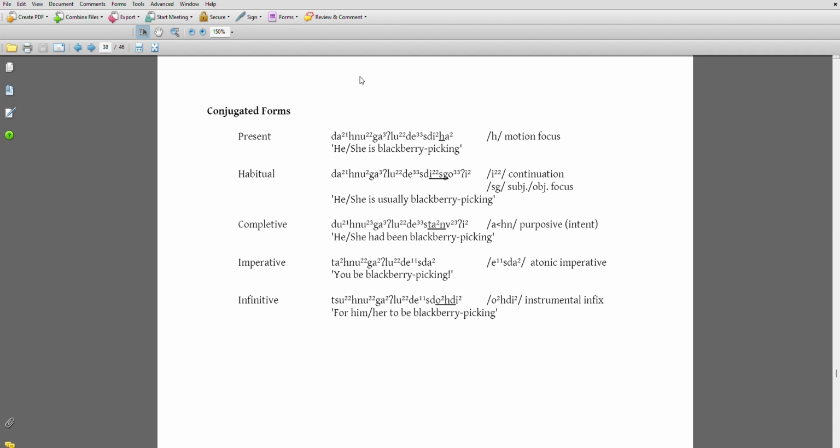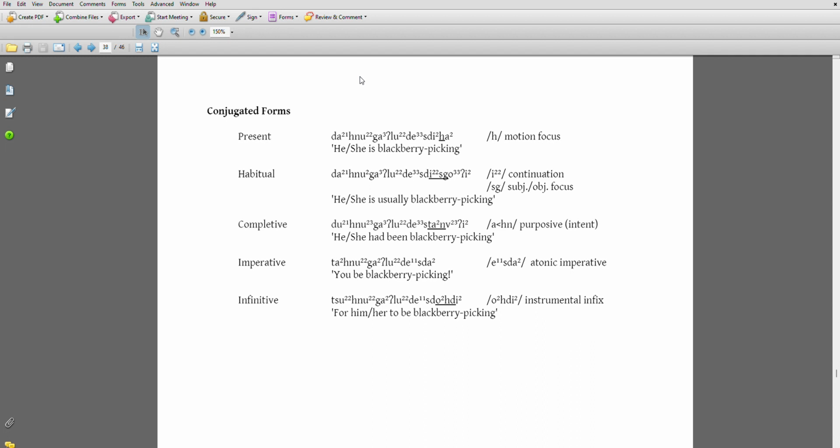The present tense, danugat ludestiha. H motion focus. He or she is blackberry picking. Habitual. Danugat ludestiskoin. E is continuation. SG is subject object focus. He or she is usually blackberry picking.